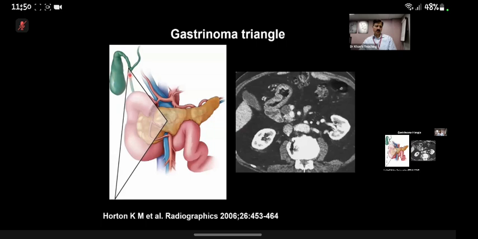And this is the gastrinoma triangle. You have to remember this. You can understand that an examiner will show you a tumor, which is in the duodenum and might be sitting here, and your eyes will not go there. So you have to remember this gastrinoma triangle.